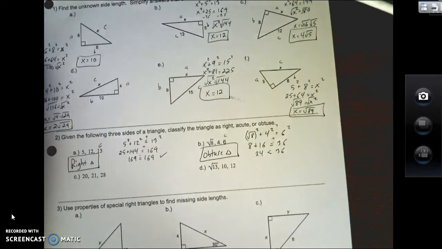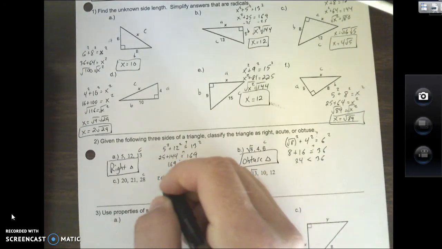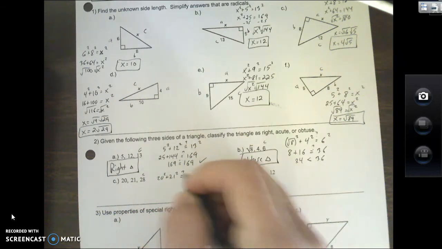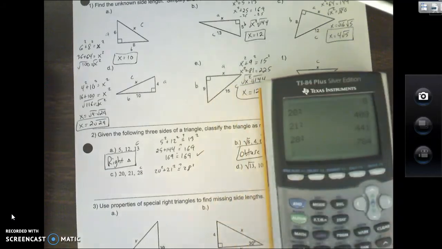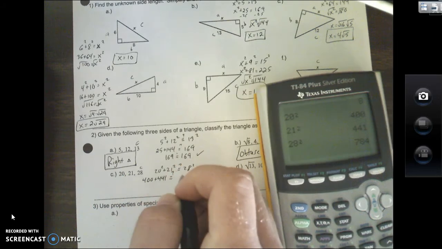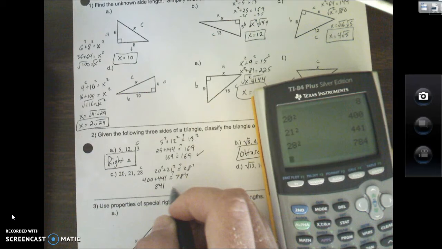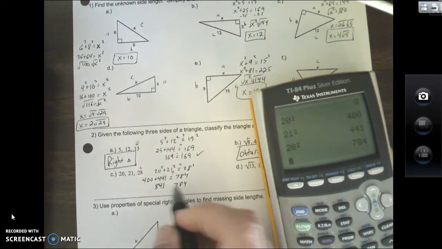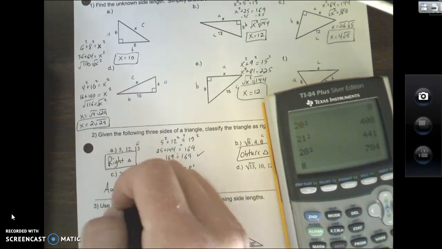Wonderful. Now, part C, here's my C. 20 squared plus 21 squared, see if it equals 28 squared. I'm going to have my calculator help me out big time for this one. So we're looking at 400 plus 441. See if it equals 784. 841, 784. This time the a squared plus b squared is larger. So this would be the acute triangle problem.